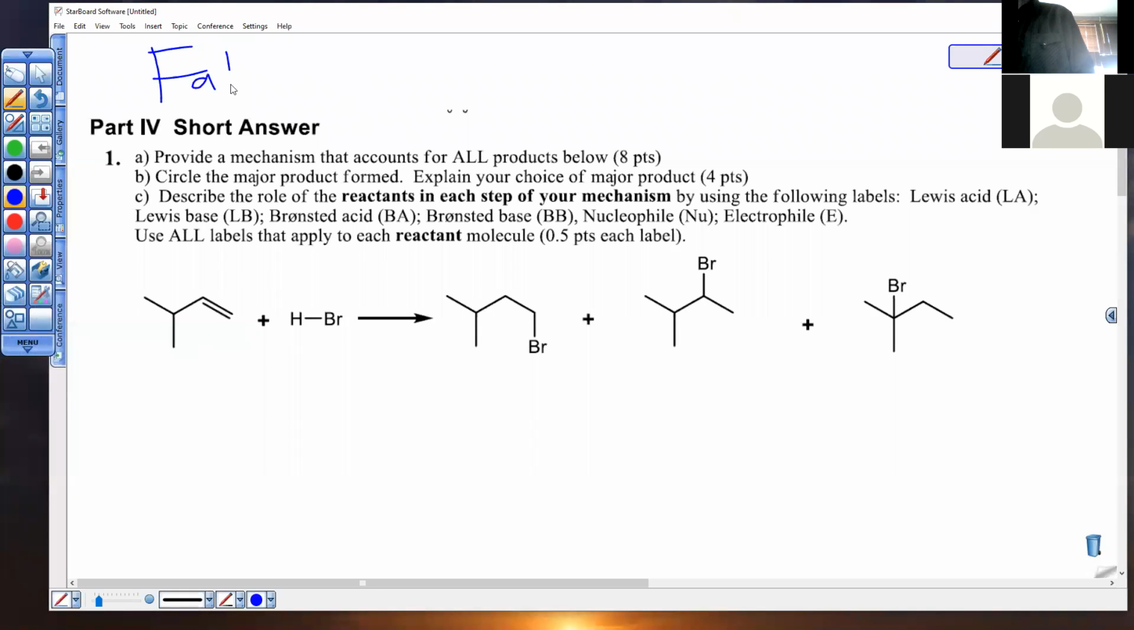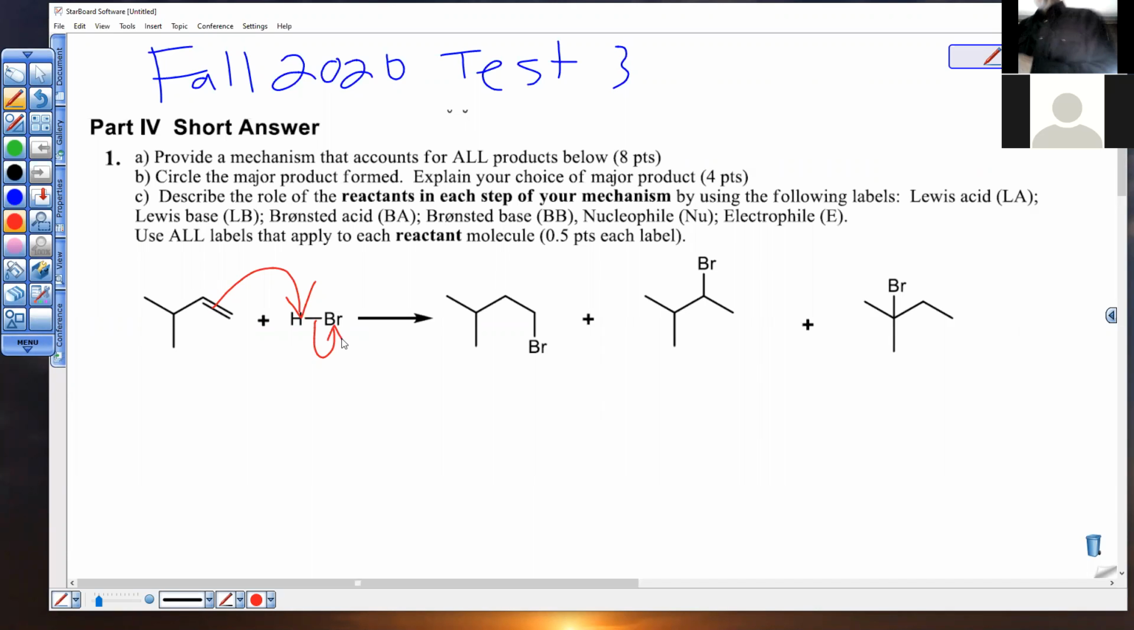We're going to do fall 2020 test 3, part 4, question 1. We need a mechanism that accounts for all products below. And this is a reaction with HBr, a hydrohalous acid, and an alkene. That's the first mechanism we ever learned in chapter 6. The alkene pi electrons are attracted to the very positive hydrogen, and you generate 2 carbocations.